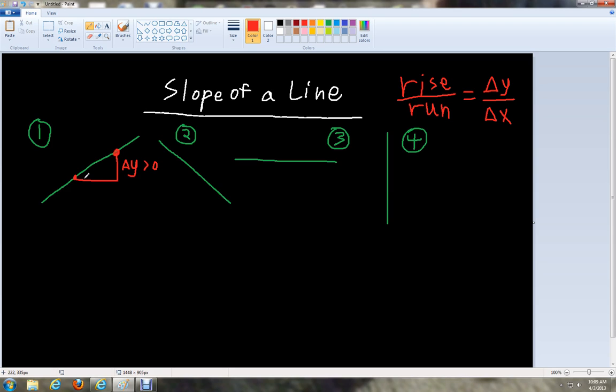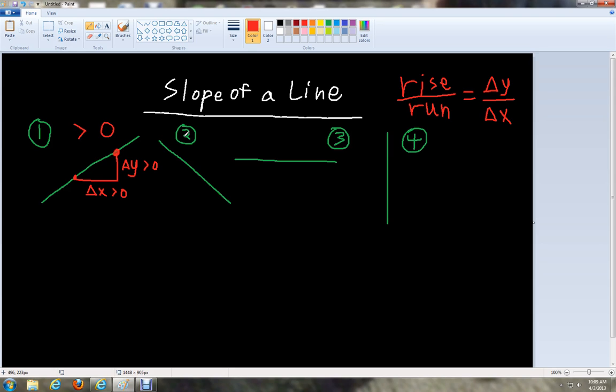And then delta x, if you're moving to the right, the run, is also positive. So you can see that the overall slope is positive. So we'll say that's greater than 0 for positive.